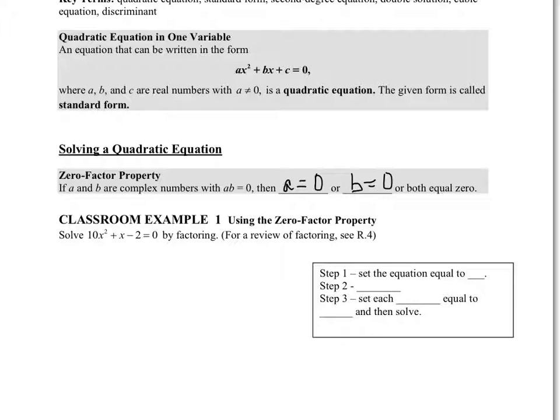So the steps we will follow: step 1, we need to make sure the equation has been set equal to 0. And if we look at this example, it is already equal to 0. 10x squared plus x minus 2 equals 0. Now, once it has been set equal to 0, then we will factor.